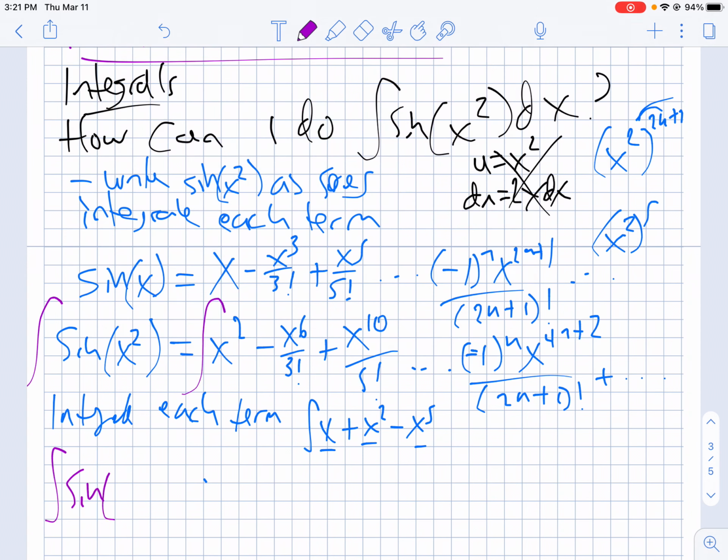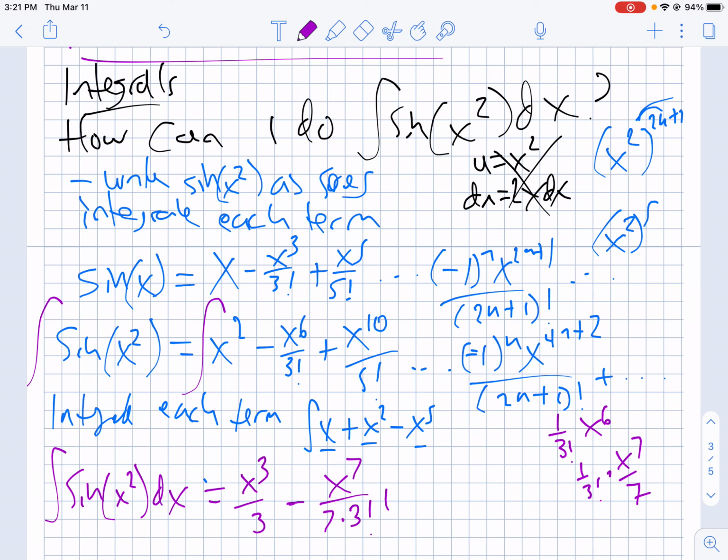So if I need to integrate sine of x squared and write that as a series, well, the integral of x squared is x cubed over 3. The integral of x to the 6, you could think of that as 1 over 3 factorial times x to the 6th. When you integrate, it's 1 over 3 factorial times x to the 7 over 7. So you just keep that constant that you have on the bottom. So we'll have x to the 7 over 7, and then that 3 factorial stays in the bottom. Same thing here. The 1 over 5 factorial is out in front, so it's x to the 11 over 11, and then you have a 5 factorial on the bottom.